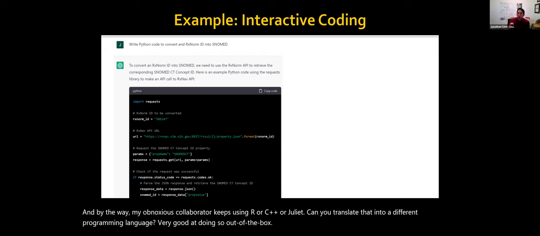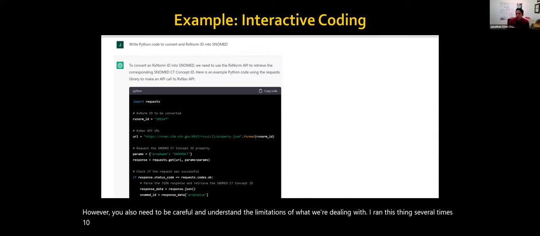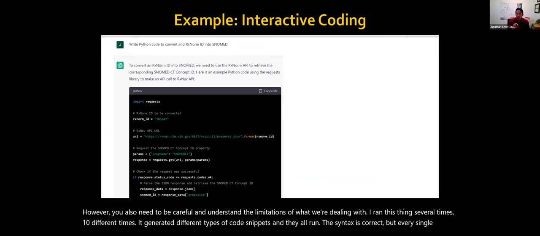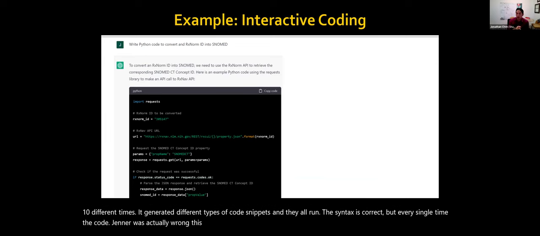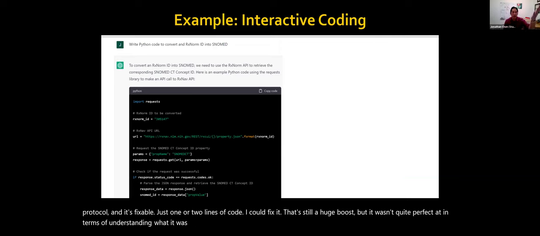However, you also need to be careful and understand the limitations of what we're dealing with. I ran this 10 different times, generated different types of code snippets, and they all run. The syntax is correct, but every single time the code generator was actually wrong. This doesn't actually do what I think it does. It has a misunderstanding of the internet protocol, and it's fixable. Just one or two lines of code, I could fix it. That's still a huge boost, but it wasn't quite perfect in terms of understanding what it was doing, even though the syntax looks so perfect. It looks like real code.